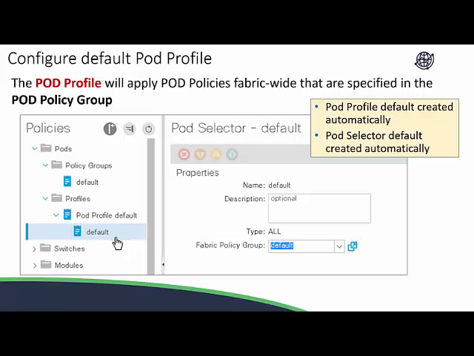Once you configure the pod profile, that will apply all those fabric-wide pod policies that we just saw, which are specified in the pod policy group. Pod profile default is created automatically. Pod selector default can be created automatically. So why would you need multiple pods? You would need multiple pods for multi-site or multi-pod. There's no real need to have multiple pods in the same fabric. Okay.